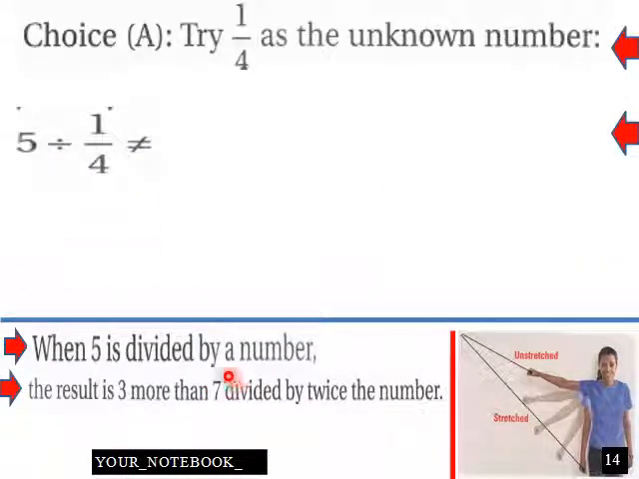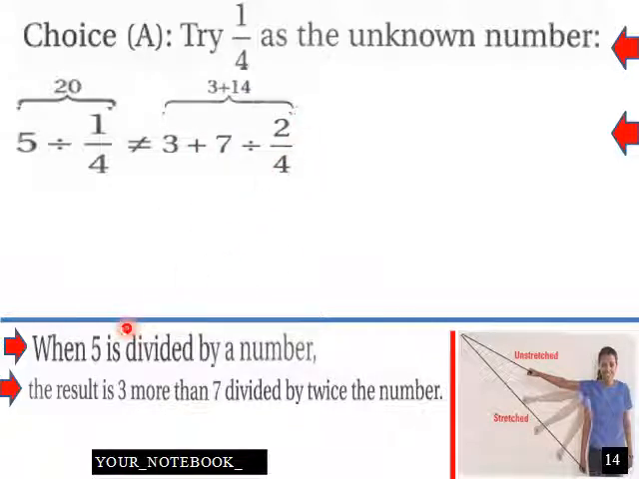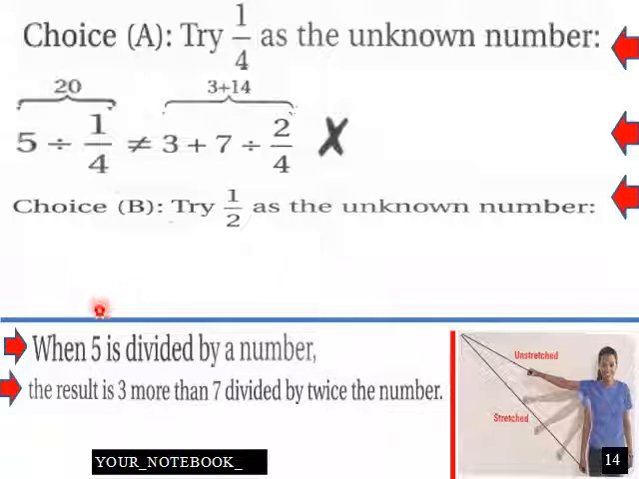Choice A, try 1/4 as the unknown number. So 5 divided by 1/4. So we have 20 here. 5 divided by 1/4, we're plugging in, 20 here. Does not equal 3 plus 7 divided by 2/4. 3 plus 14, no. That doesn't work.